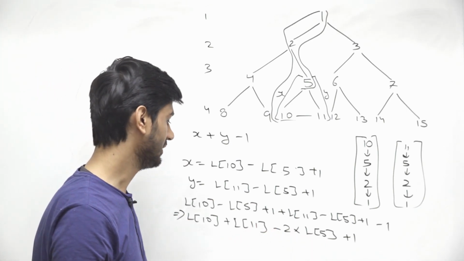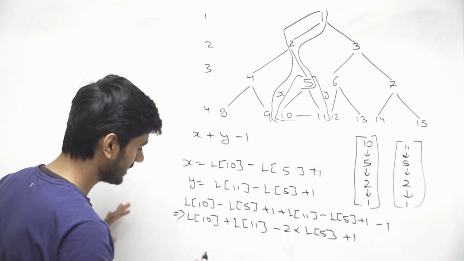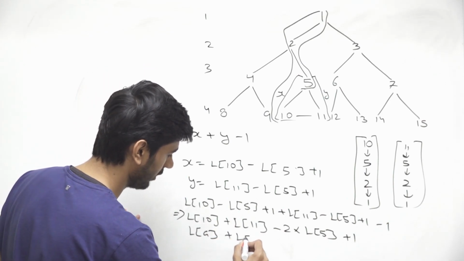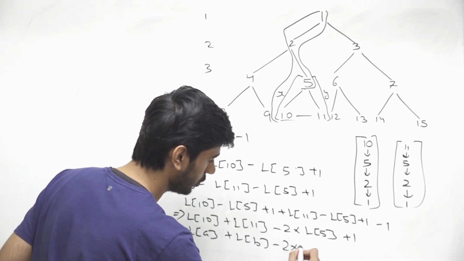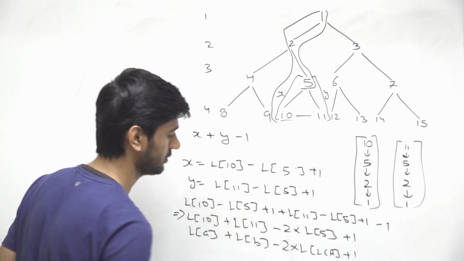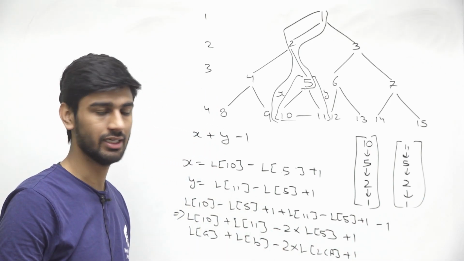So for a generic case, can we say that this equation will be equal to the level of node A plus the level of node B, minus 2 into the level of LCA, and then plus 1. This will be the final answer that we will have.